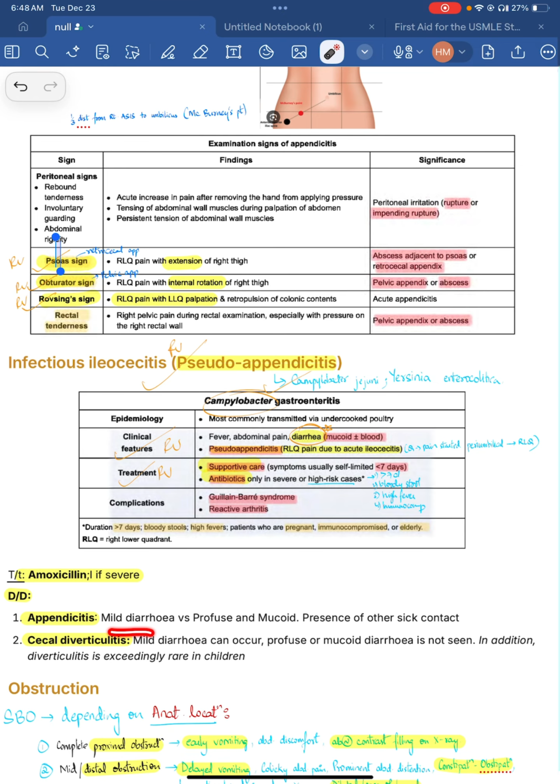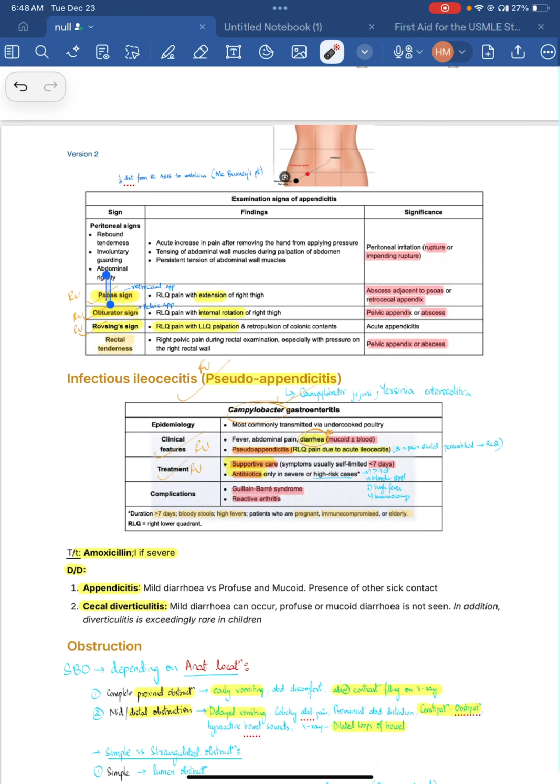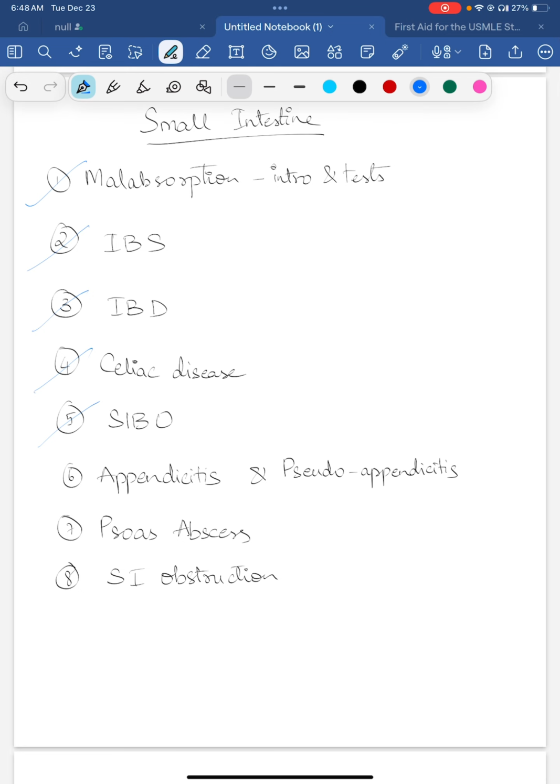Appendicitis has mild diarrhea, versus profuse mucoid or bloody diarrhea in pseudoappendicitis. And also, you have the presence of sick contacts in pseudoappendicitis. What about cecal diverticulitis? Mild diarrhea can occur in this. In addition, diverticulitis is exceedingly rare in children. That's it about pseudoappendicitis. We have completed appendicitis and pseudoappendicitis.